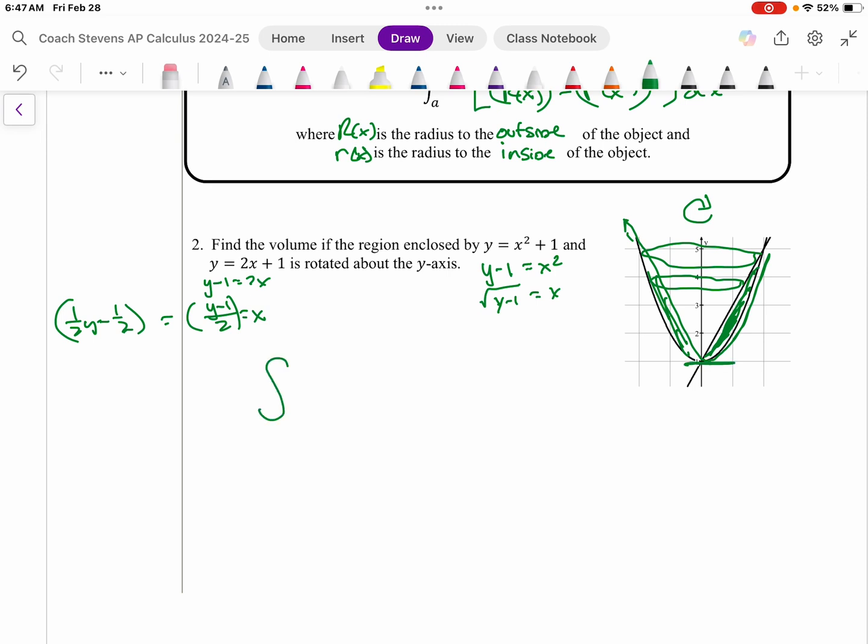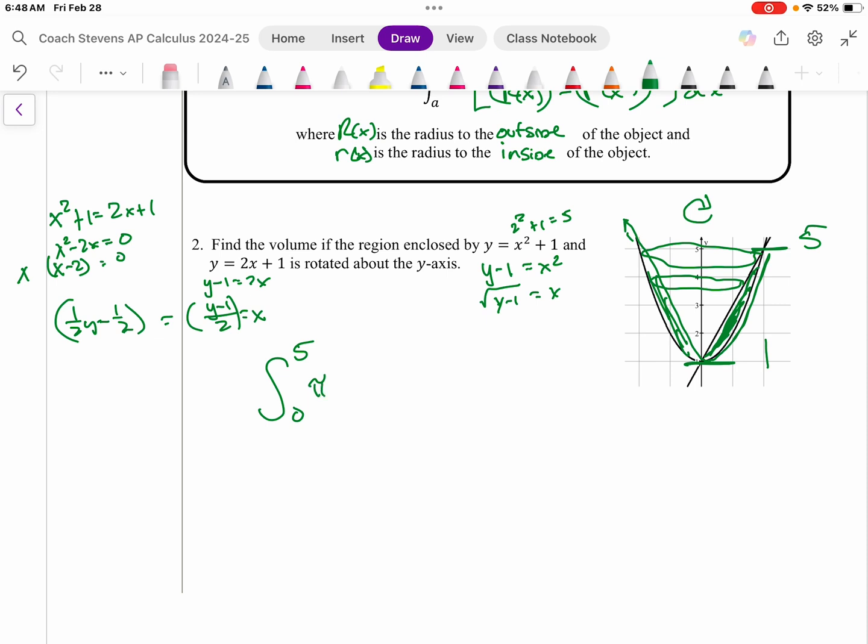We're going from 0 to where they touch up here, which looks like 5. Again, we can solve for what that is. When does x squared plus 1 equal 2x plus 1? That would give us the x value, and then we can find the corresponding y value. If I solve real quickly, we get x squared minus 2x equals 0, so x minus 2 times x equals 0. That means x is equal to positive 2, which looks right. And when I put 2 in there, 2 squared plus 1 equals 5. So from 0 to 5.